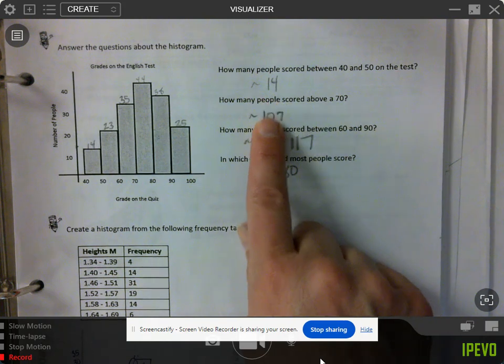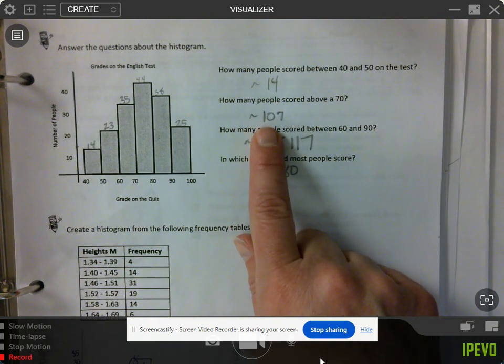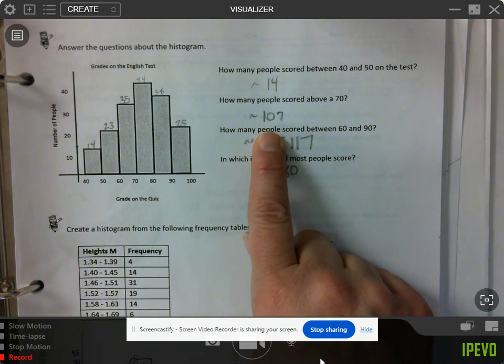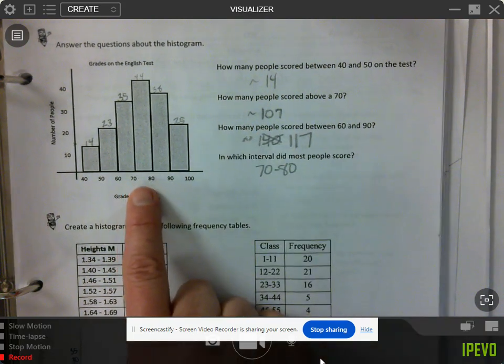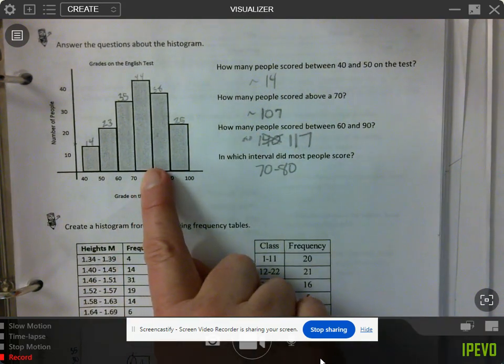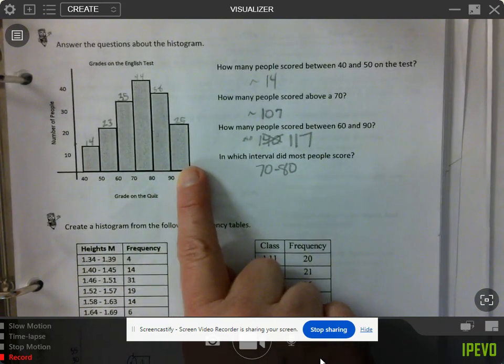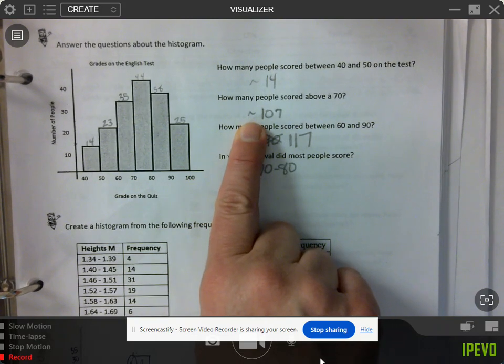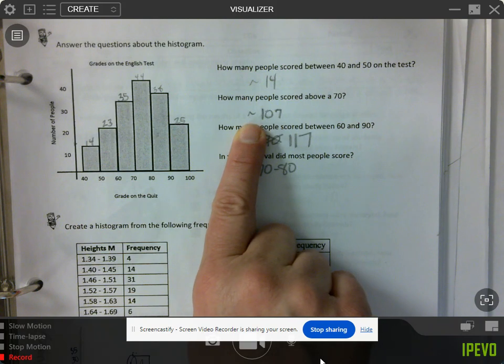Okay. Next one, how many people scored above a 70? So that would be about 107 because we had to go to the 70 and count all the bars across from it. And it's, again, about 107. So if you have 110, that's close. If you have 200, that's not close. Liv?